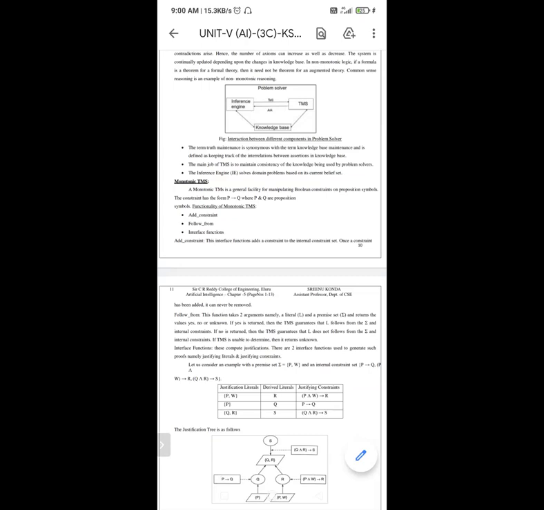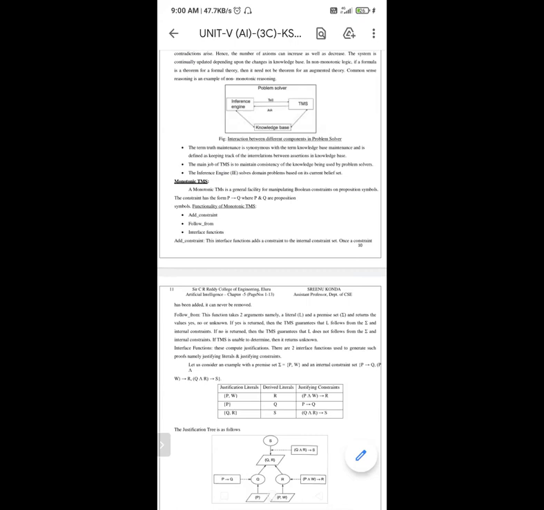Once a constraint has been added, it can never be removed. Whenever a particular constraint is added to the internal constraint set, we cannot modify it. Add constraint is nothing but adding a constraint or a condition to the internal constraint set. Once it is added, that's it. We cannot remove or modify it.